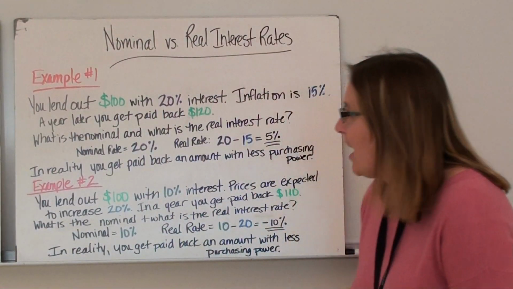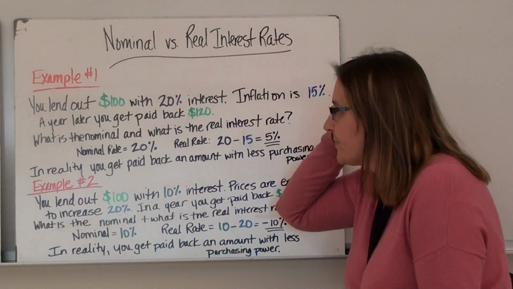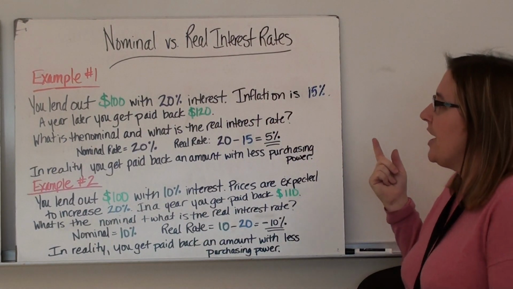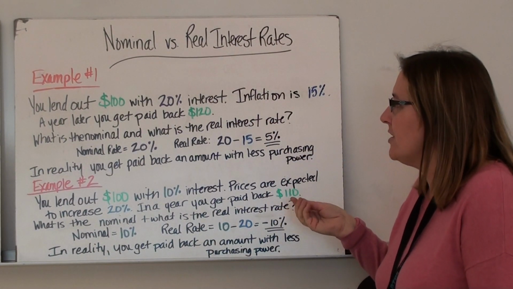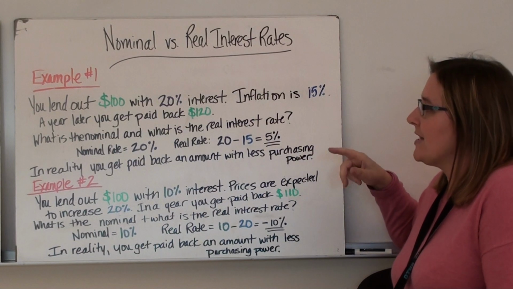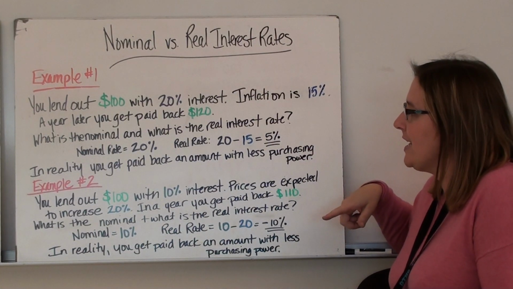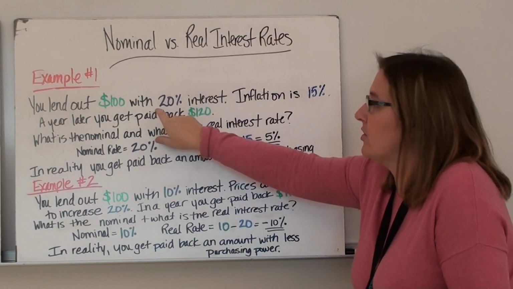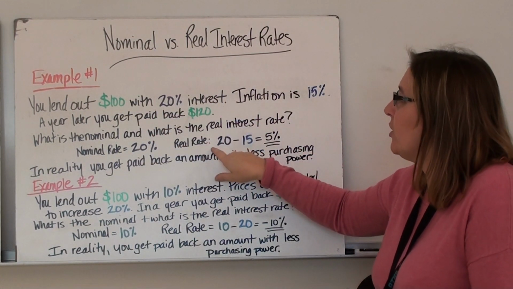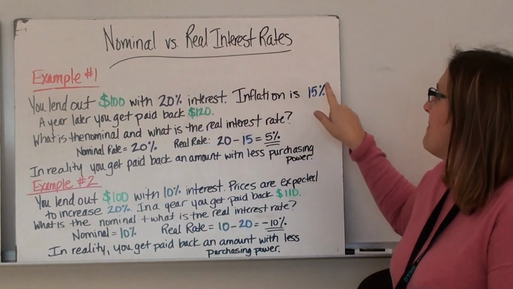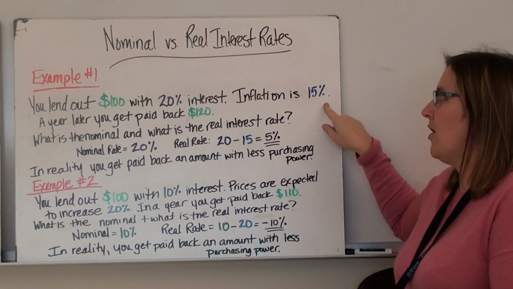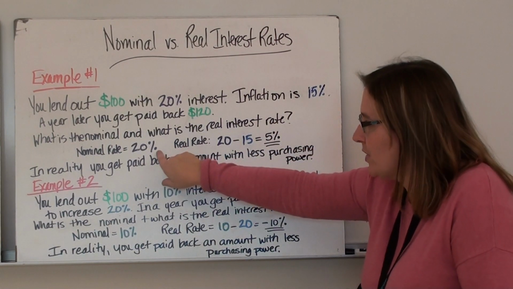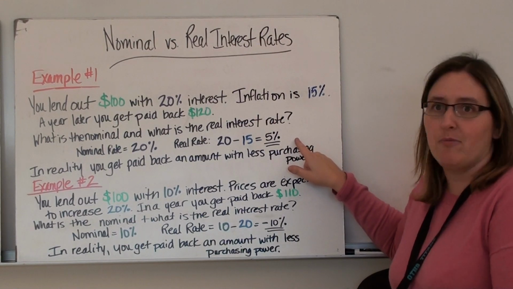So here's an example of it happening. If you lend out $100 with a 20% interest rate, inflation is 15%. A year later, you get paid back $120. So you use that to figure out what the nominal rate is and what the real interest rate is. So the nominal rate was the original rate, it says 20% interest. The real rate is that 20% interest rate minus the 15% inflation rate that's happening. 20 minus 15 is 5. So your nominal rate is 20% and your real rate is 5%.